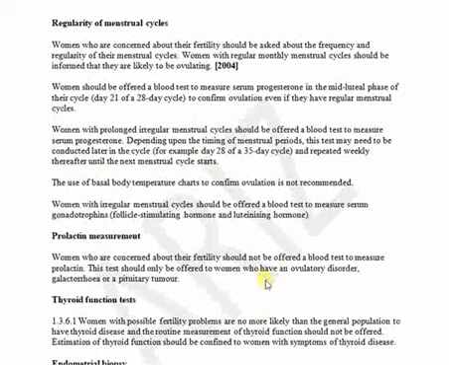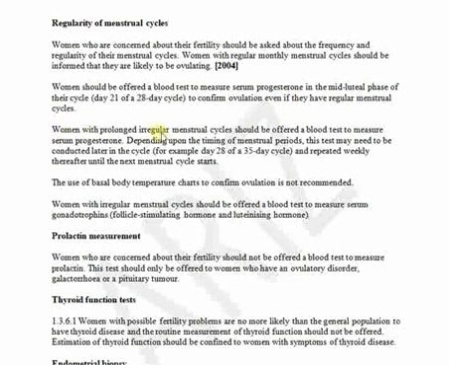Regularity of menstrual cycles. Women who are concerned about their fertility should be asked about the frequency and regularity of their menstrual cycles. Women with regular monthly menstrual cycles should be informed that they are likely to be ovulating. Women should be offered a blood test to measure serum progesterone in the mid-luteal phase of their cycle, day 21 of a 28-day cycle, to confirm ovulation even if they have regular menstrual cycles.